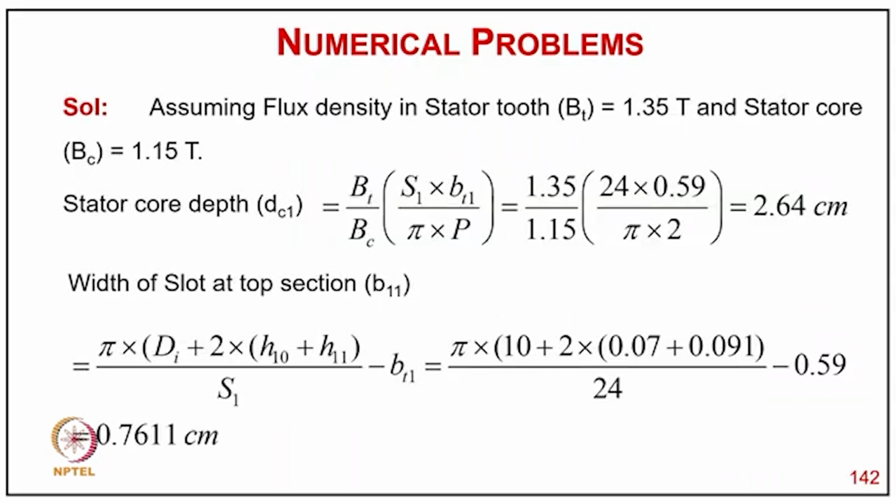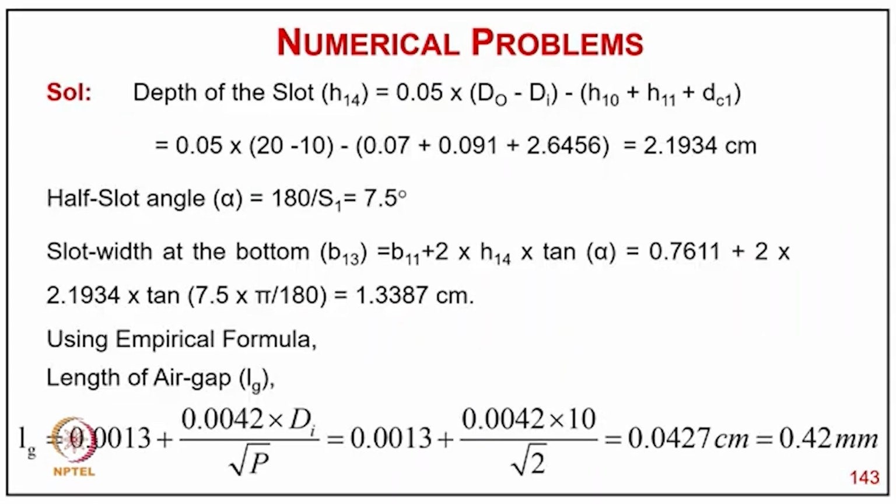And assuming flux density of stator teeth 1.35 Tesla and stator core 1.15 Tesla, stator core depth can be found out from BT upon BC. From this relation it comes 2.64 centimeter, and width of the stator slot, by putting the value in this relation, comes 0.7611 centimeter, and depth of the stator slot H14, putting the relation, it comes 2.1934 centimeter, and half slot angle, it comes 7.5 degree, and slot width at the bottom E1, putting the value it comes 1.3387 centimeter, and using the length of the air gap LG equal to, it comes 0.42 millimeter.